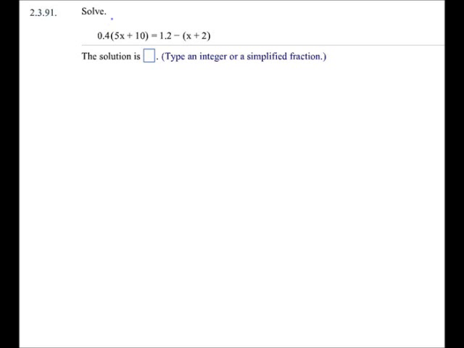So the first thing I'm going to do is distribute this 0.4 over to what's inside the parentheses. So 0.4 times 5 is 2.0, which is 2. And I keep the x. 0.4 times 10 plus 10 is plus 4 is equal to 1.2.